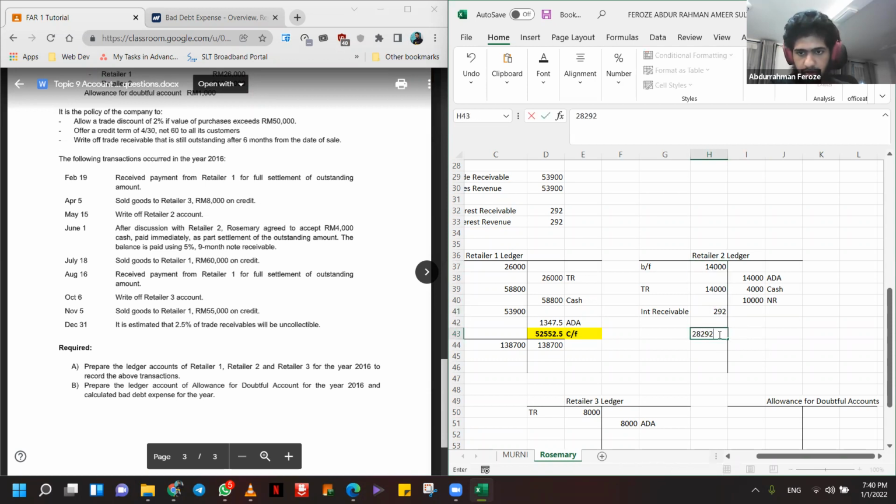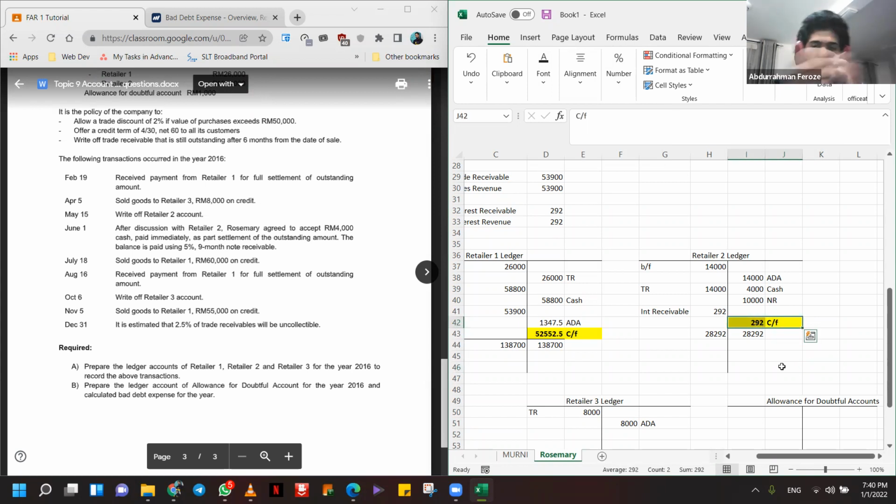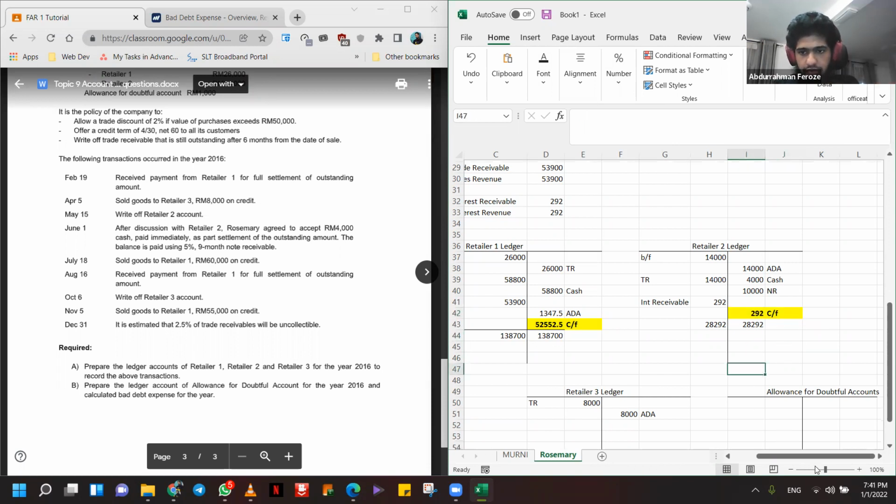28,292. 28,292 equals this amount minus 292. So carry forward. So the only amount that they owe the company is the 292. I mean, they owe the note receivable as well, but that will be shown when the time comes. Right now, on December 31st, the accrued expense that they have to the company is the interest over the 7-month period.